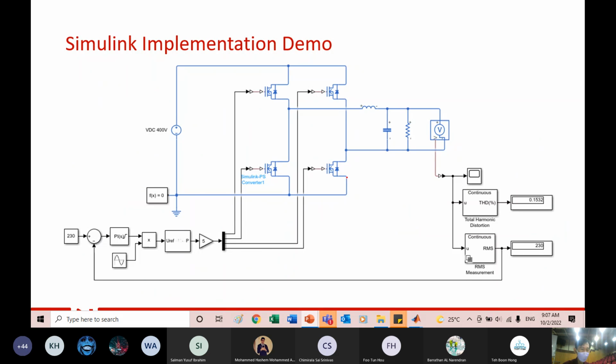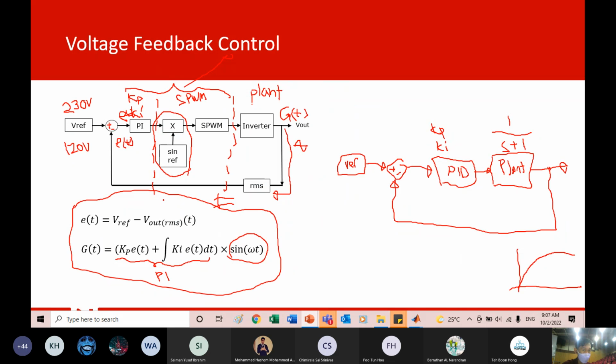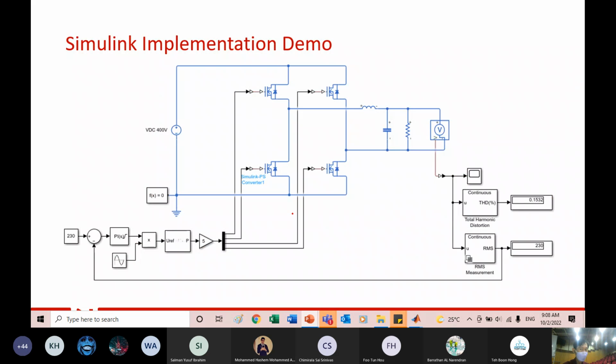Okay. Now, how do we implement this whole thing into what we call this inverter? You already did this, right? Just now we don't have feedback. You can see the difference. The feedback is here. The feedback is here.